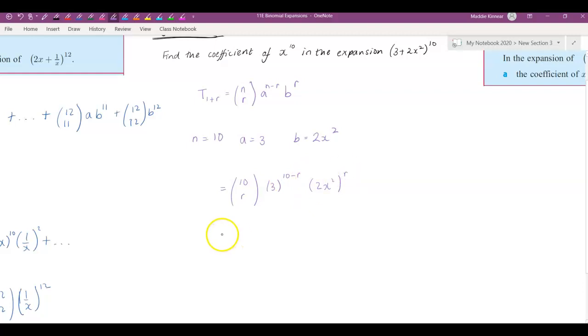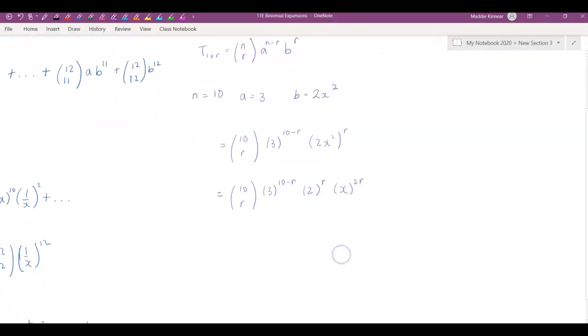So I'm trying to find out basically what value r would take so that we get an x to the power of 10. So I need to isolate x's, that's what I need to do. So I'm going to be rearranging without moving over the equal sign, and there's 3 to the 10 take r, there's no x's in that, so I don't need to do anything with that. But this 2x squared, I need to separate this so that I just get my x's and my 2 is no longer attached to it. So I'm going to rewrite this as 2 to the power of r times x to the power of 2r.